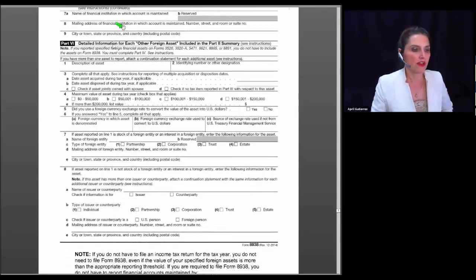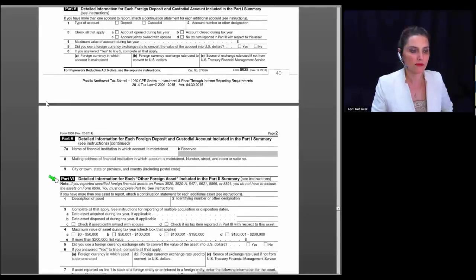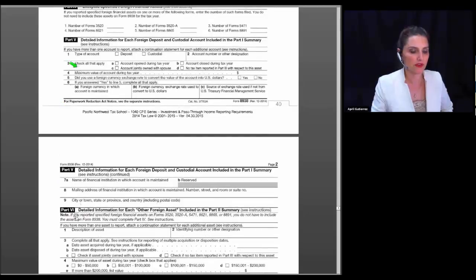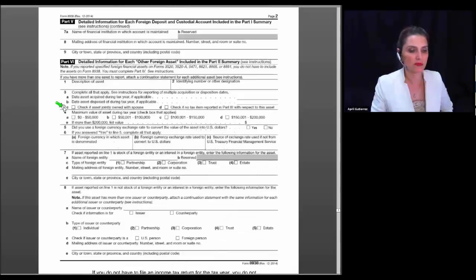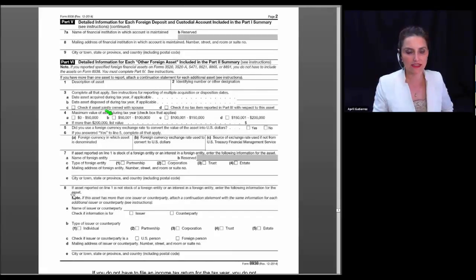And then we move on to subsequent pages of the report where if you are reporting stock, for example, because this top part here is for foreign financial accounts, if you have stock or other types of assets that you need to report on here, you report it in a different section and you indicate, rather than indicating an exact value, you indicate a range of value for that asset.